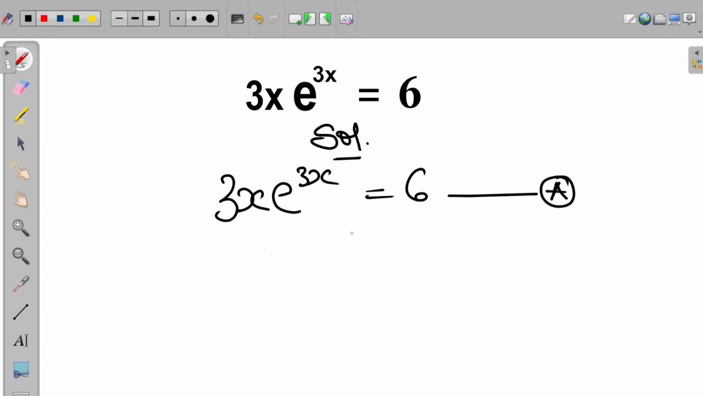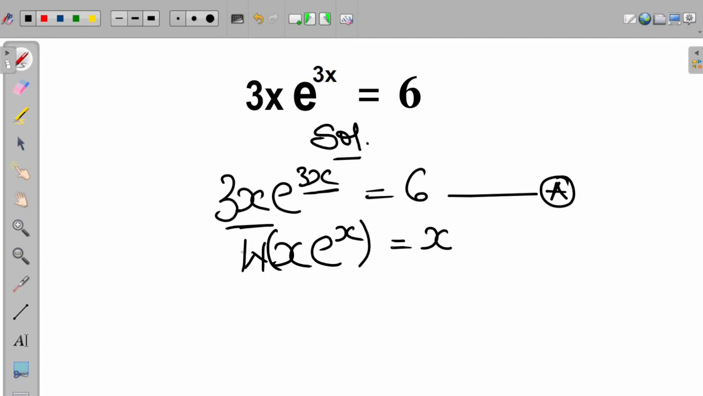Now looking at equation A, you can see that the coefficient of e is equal to the index of e. So at this point, we can apply the Lambert W function because the function states that if I have x multiplied by e raised to the power of x, if we apply the Lambert W function, this will be equal to x.